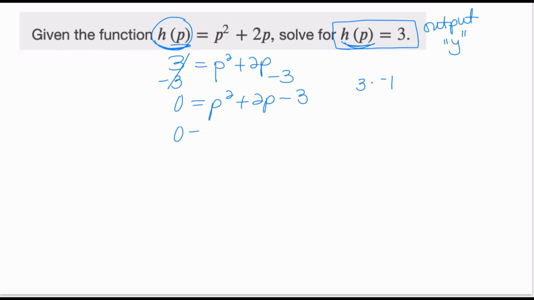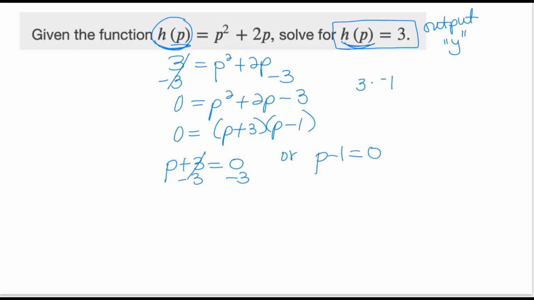If you multiply it, you get negative 3, and then if you add it, it's going to give you positive 2. So 0 is equal to p plus 3 times p minus 1, and that basically tells me by the zero product property that either p plus 3 has to equal 0 or p minus 1 has to equal 0. So if I subtract 3, I get p is equal to negative 3. And if I add 1, I get p is equal to 1. So those are my two possible answers for this problem.